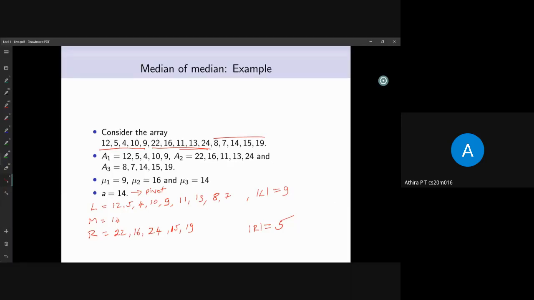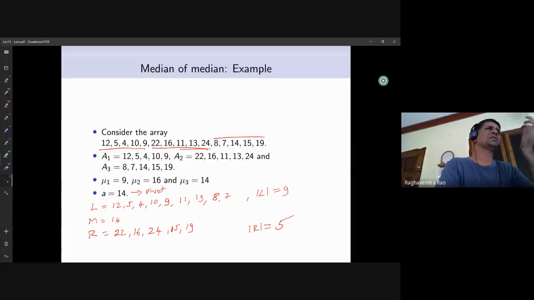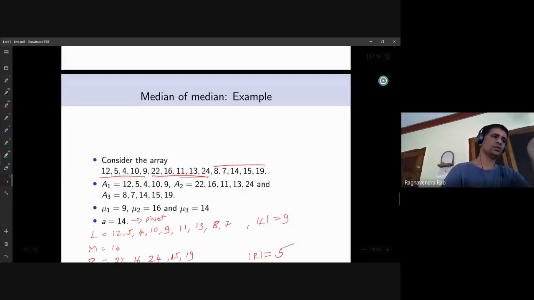Sir, when we are computing the median of A1, we already know elements like 5 and 4 is less than n. So if the median is 4, we can use that fact for calculating the L, right? So we can reduce the number of comparisons, right? Yeah, but that is only by how much?